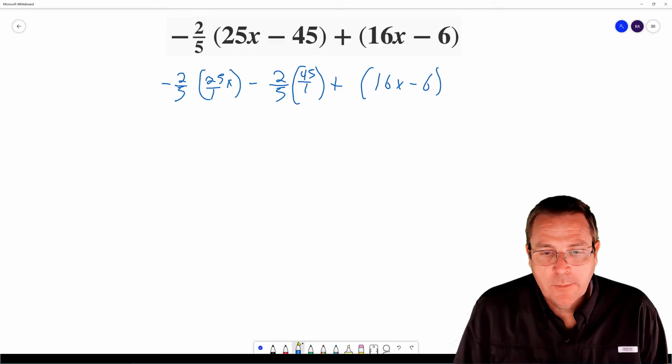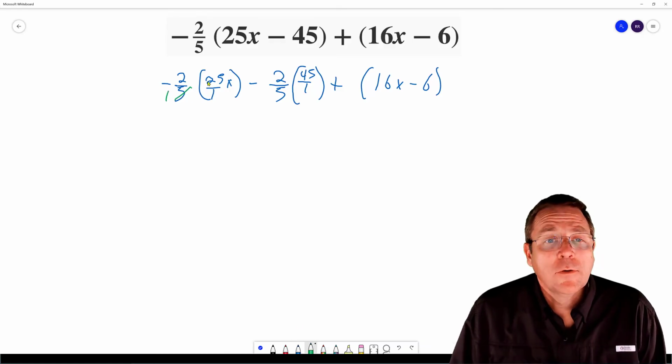From here, we're going to simplify. I'm going to say 5 goes into 5 once. 5 goes into 25 5 times. Negative 2 times 5. I'm sorry, I screwed this one up because I should have put a negative sign right there as well. Negative 2 times 5. That's going to end up being 10 over 1x. So I get just a 10x, and it's going to be a negative 10x.